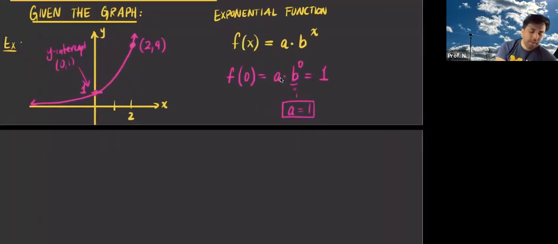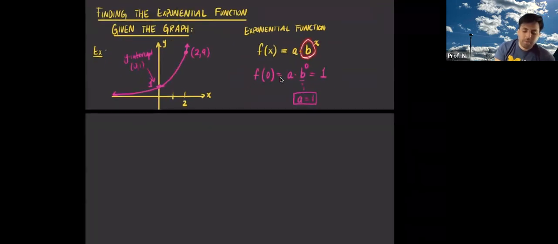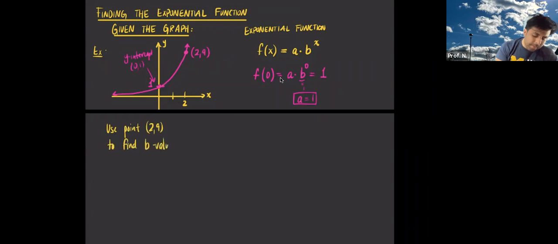Now the problem becomes, how do you find what the b value would be? Well, that's when you use the other point, 2, 9. What does the other point tell me? Use point 2, 9 to find the b value. So if I plug in 2, and my a value is 1, so I don't need to write a anymore. 1 times anything is itself. So this is going to be b to the 2nd power, right? This equals 9.